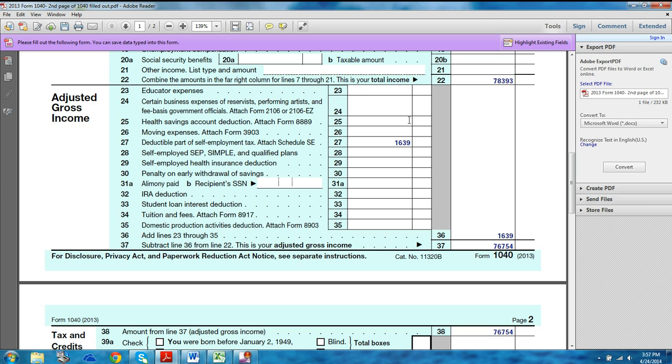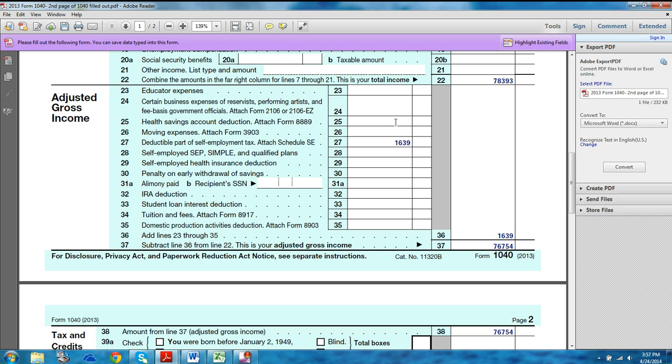Now, everything that I say, it depends on something. Everything has so many variables involved. So if you have an HSA with an employer, for instance, that employer is probably already taking it out of your W-2 income, so you want to be reporting it right here. So take everything I say with a grain of salt. But for the most part, this should help you just understand what's going on here with this tax return.